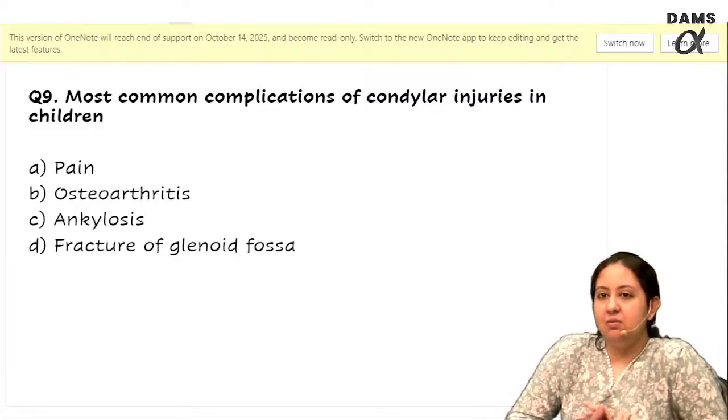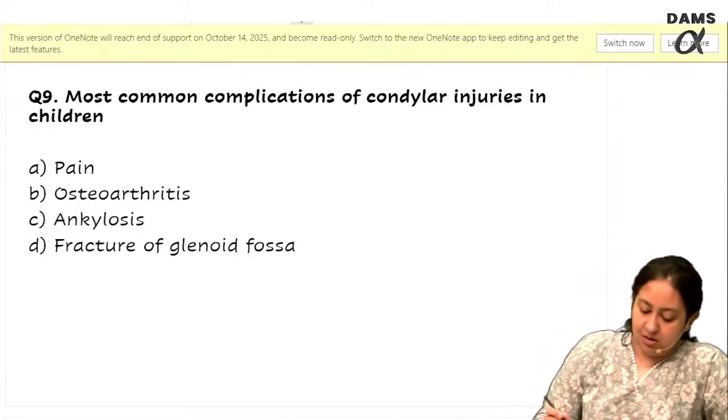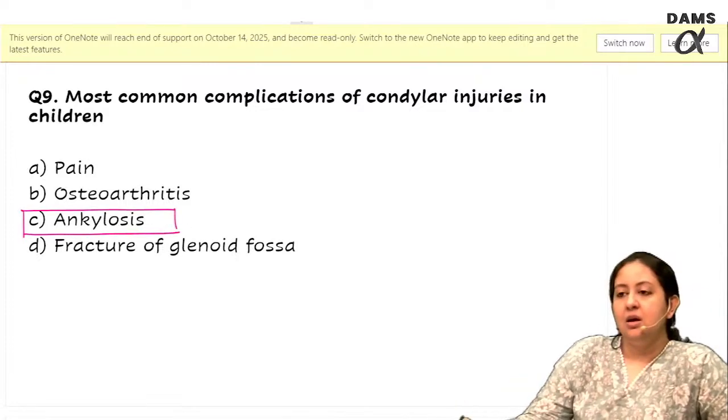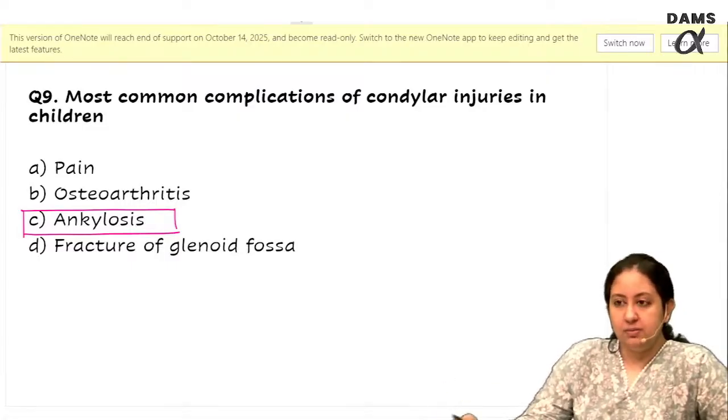A is pain. Immediately as a part of the injury, as a sign and symptom of the injury, there would be pain. But it's not a complication. A complication is something which happens long term. So the correct answer here is ankylosis. And if a child has suffered a condylar injury, we make sure that the child is mobilized early, doing active physiotherapy or physical therapy, so that the chances of ankylosis are prevented in the future.